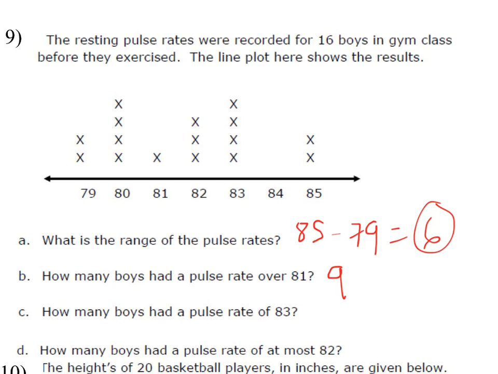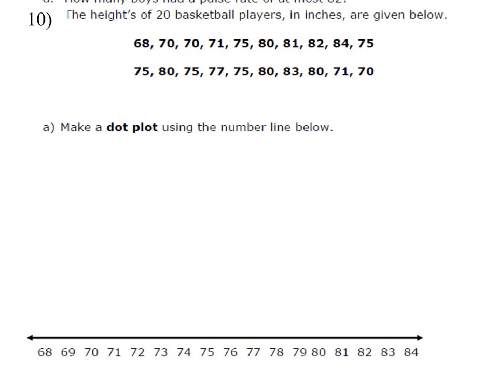How many had a pulse rate of 83? That's just those 4 there. And then how many boys had a pulse rate of, at most, 82? So you can include 82 in that count. It's just that section there. 2 plus 4 is 6, plus 1 is 7, plus 3 is 10. So it gives us 10 for that one. And that brings us to number 10.